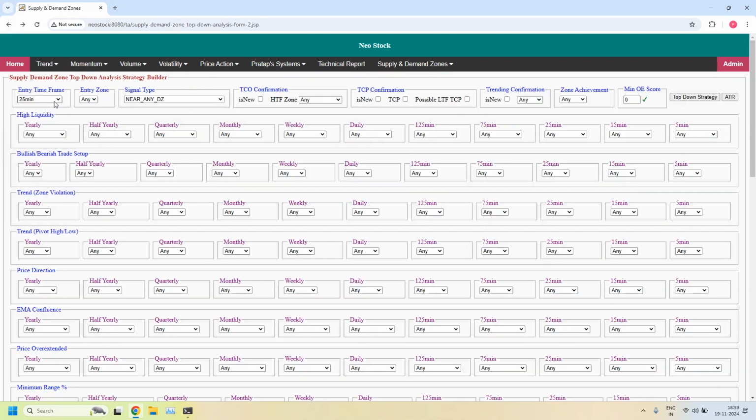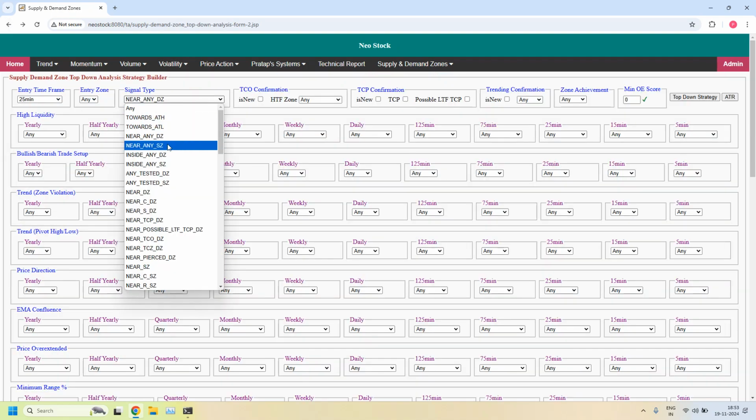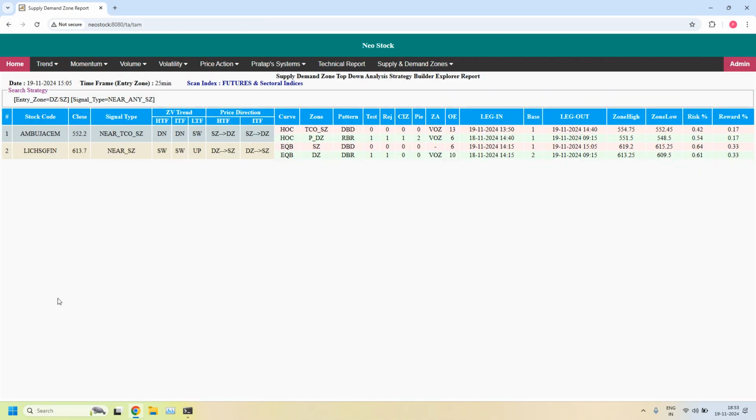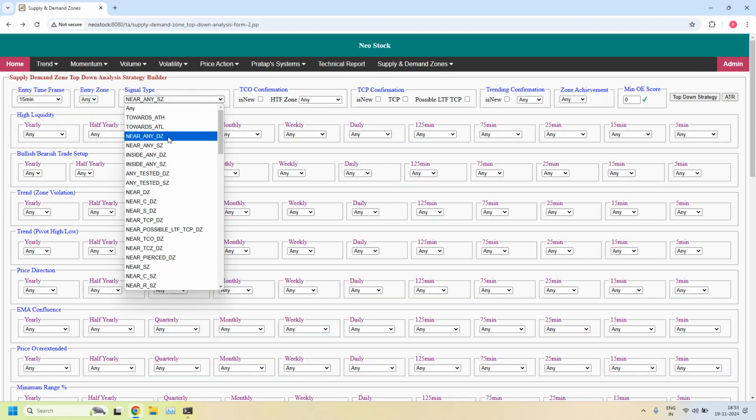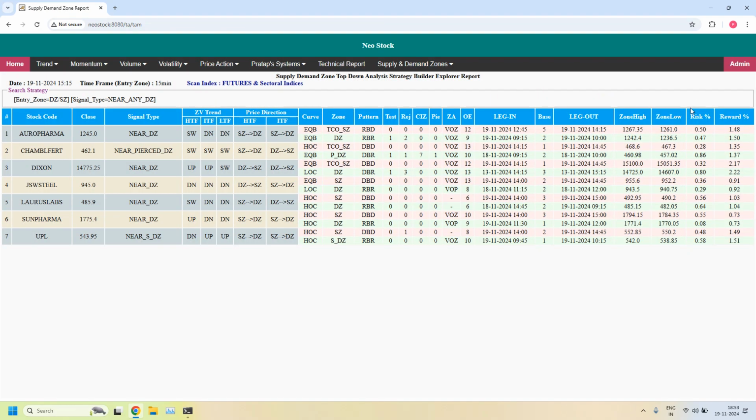Next, 25 minutes time frame. Let's find the stocks near 25 minutes supply zone. 2 stocks are filtered. Next time frame is 15 minutes. Let's find the stocks near 15 minutes demand zone. 7 stocks are filtered. Let's identify any of these stocks are having ITF demand zone confluence.